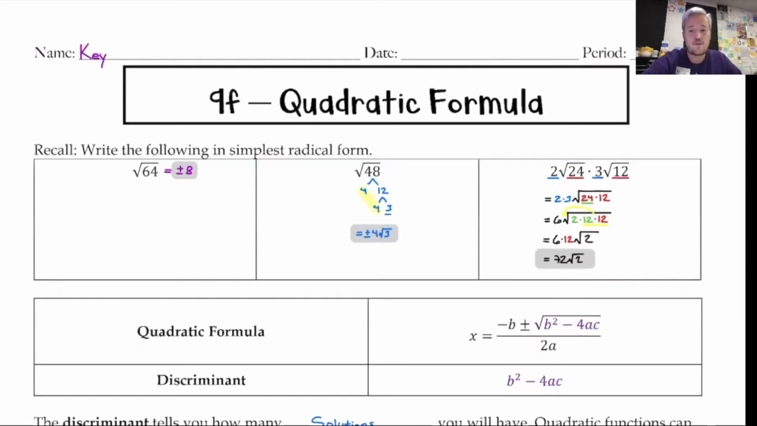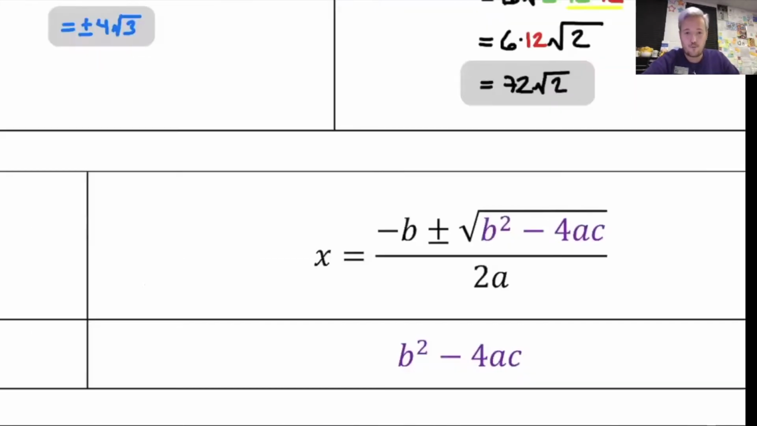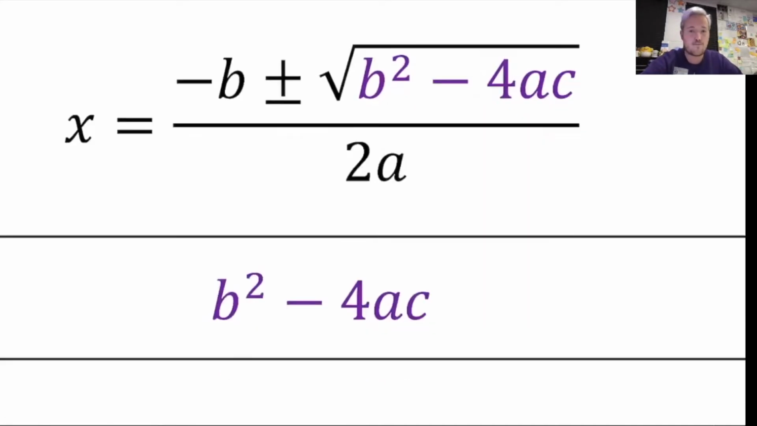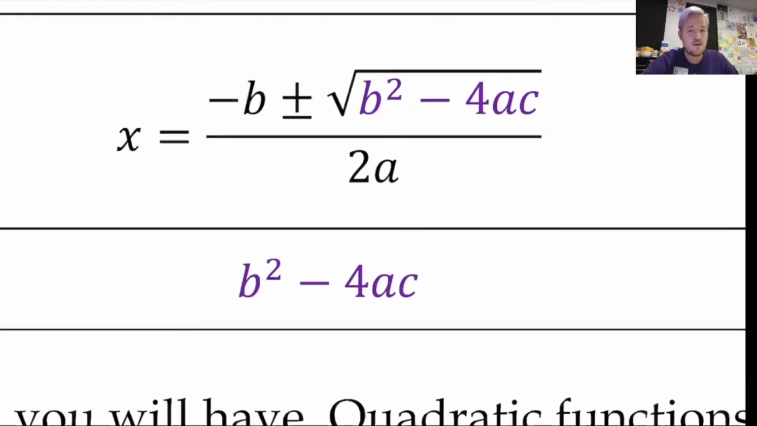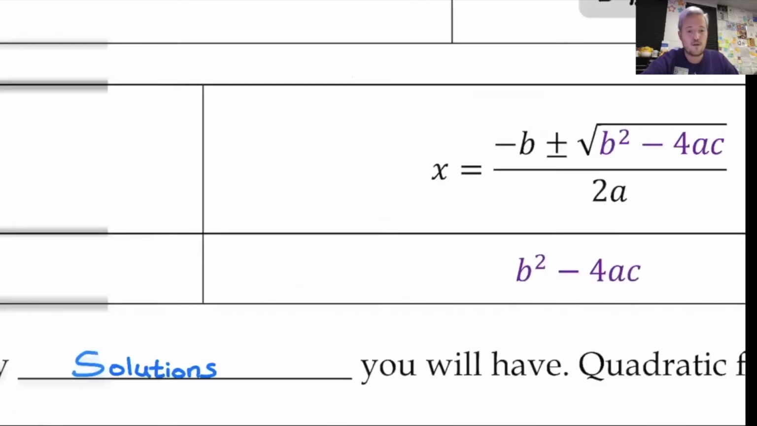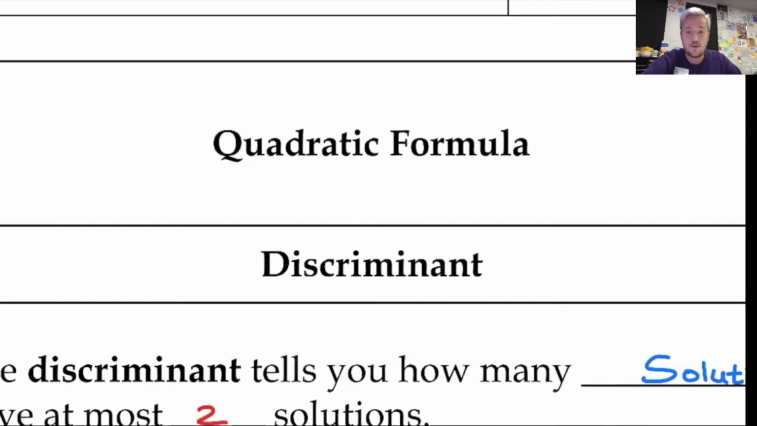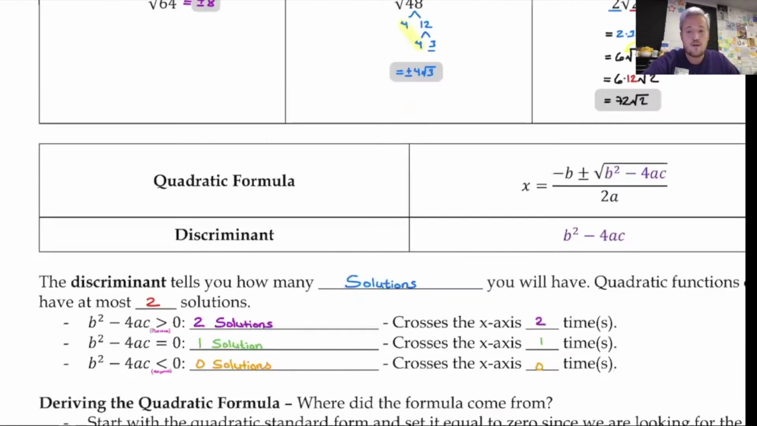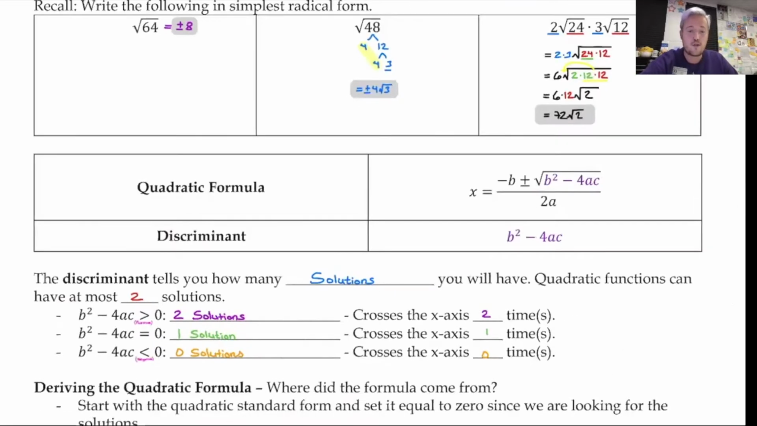All right, so now we're going to get into the actual quadratic formula itself. So this is the quadratic formula. So x equals the opposite of b plus or minus the square root of b squared minus 4ac all over 2a. So if you look here, you'll see that the b squared minus 4ac is in purple. So that specific part of the quadratic formula is what we call the discriminant. So the discriminant is actually going to tell you how many solutions you will have. So remember, the quadratic equation can have at most 2 solutions.